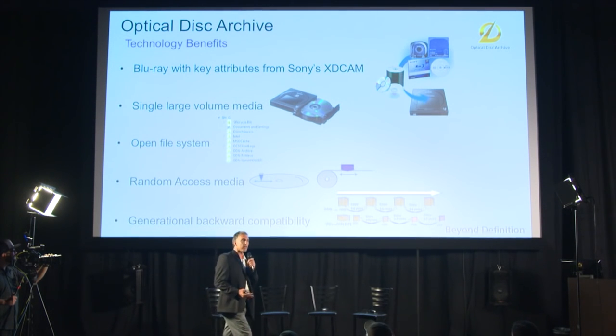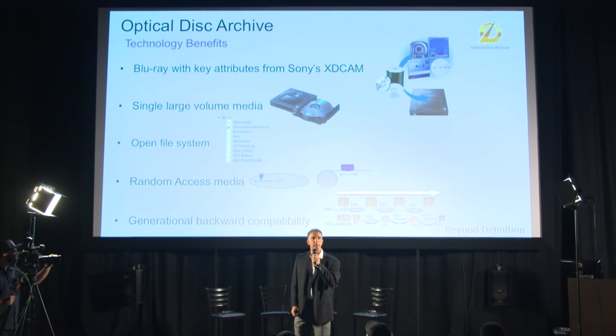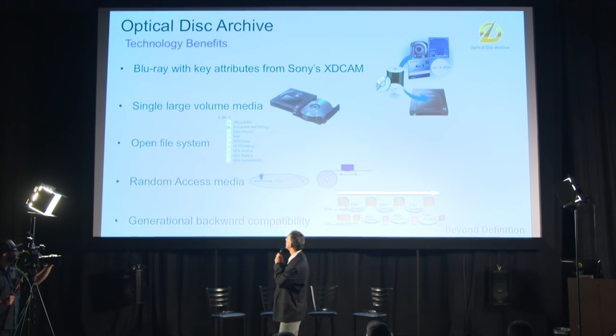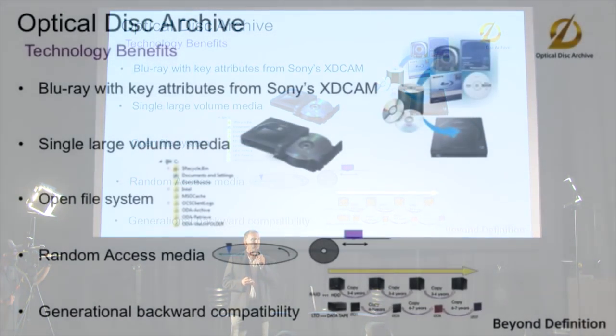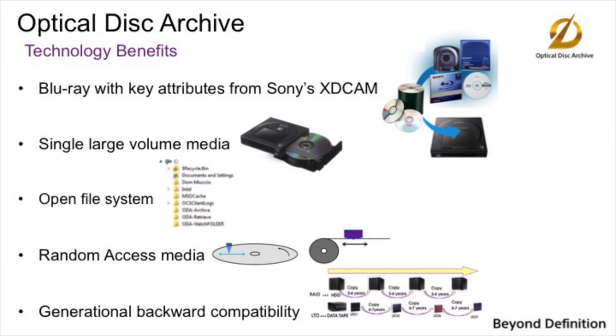So first, I wanted to give you a quick introduction to Optical Disc Archive. The first thing is, as far as the technology benefits and overview, Optical Disc Archive is Blu-ray technology based on XD-CAM. So what we've done is we've taken those single discs of XD-CAM, the Blu-ray disc, and put them inside a cartridge. There's 12 discs that can fit inside a cartridge, and we span them as one volume. Currently, the largest capacity that we offer is 1.5 terabytes.